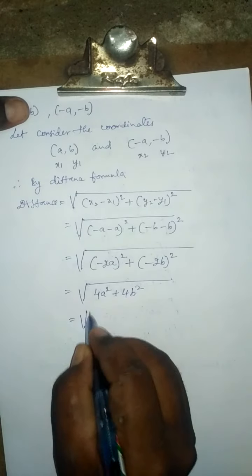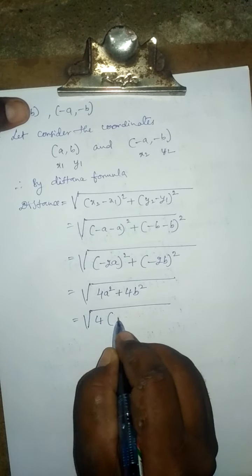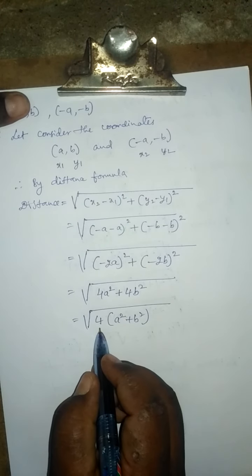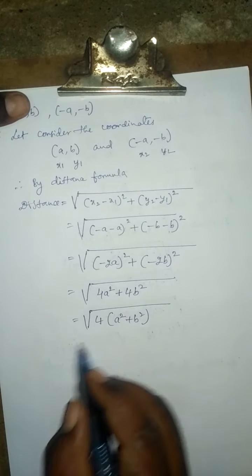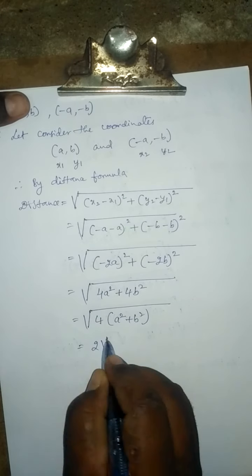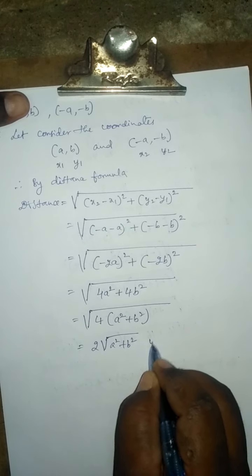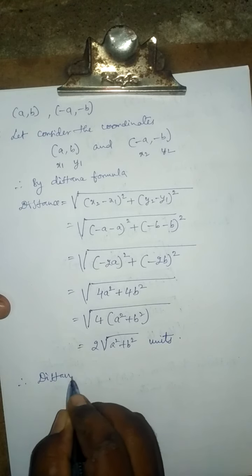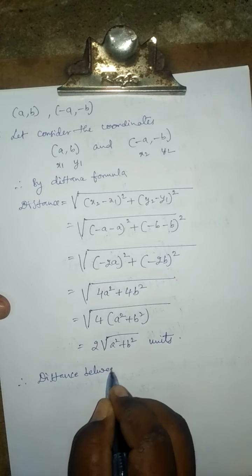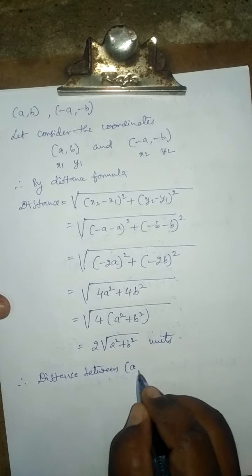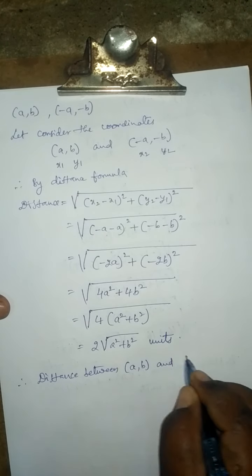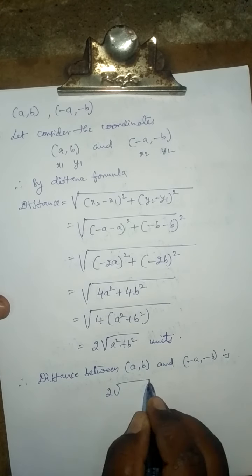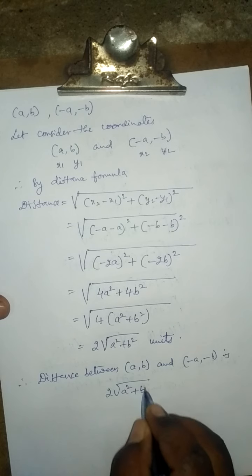So here in this root, if you take 4 common, what happens? a square plus b square. 4 is a perfect square, so we bring it from outside the square root. So it will become 2 root a square plus b square units. Therefore distance between a comma b and minus a comma minus b is 2 under root a square plus b square units.